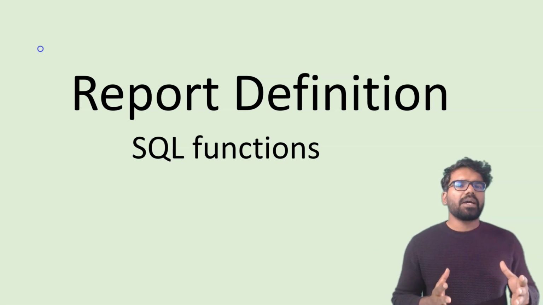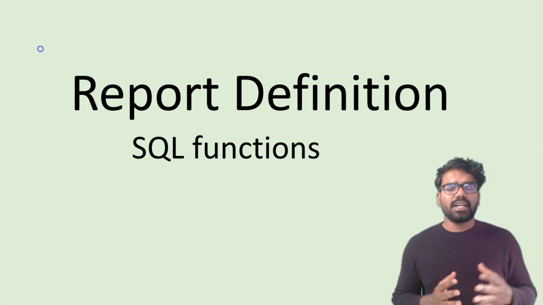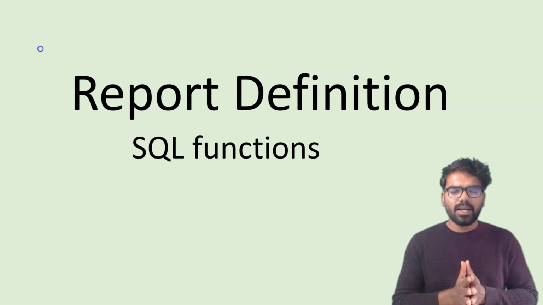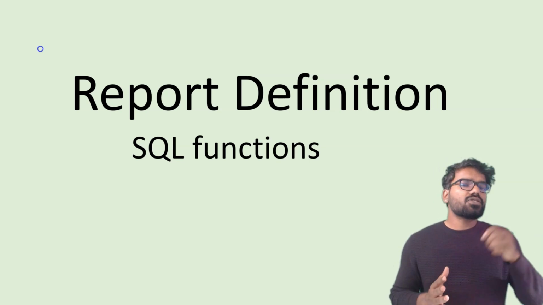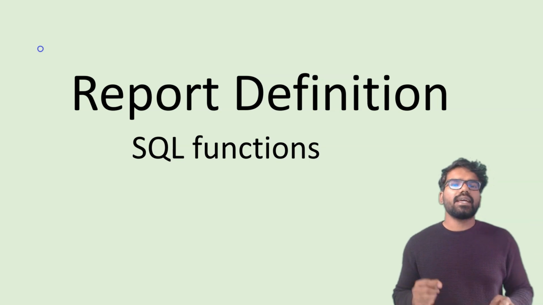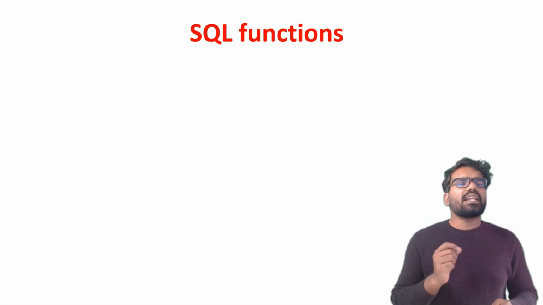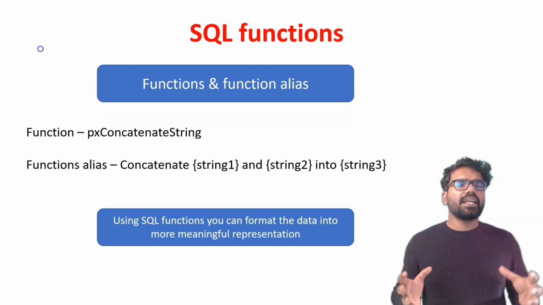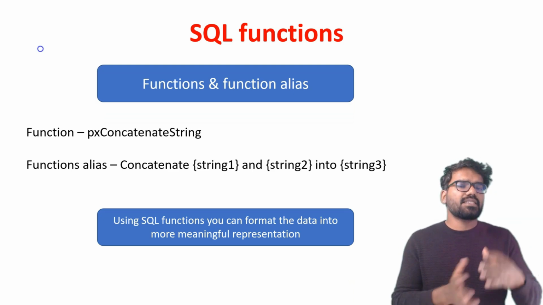But sometimes, all these details can be more technical. You want to represent that data in a more user-friendly way or in a more descriptive way. To achieve that, in Pega, you can use the SQL functions. In Pega, we already have the terms functions and function alias. I'll explain in detail about function and function alias in a separate lecture.